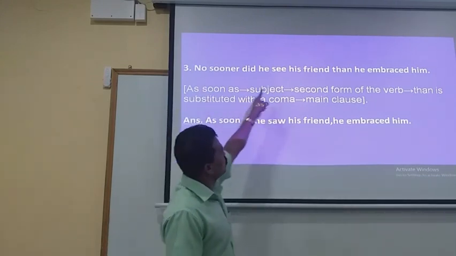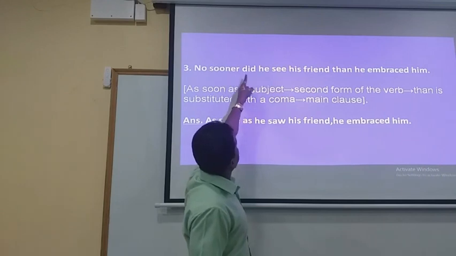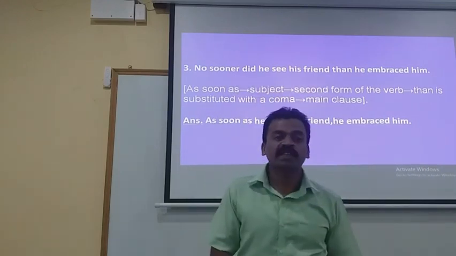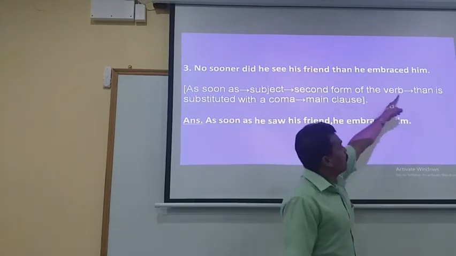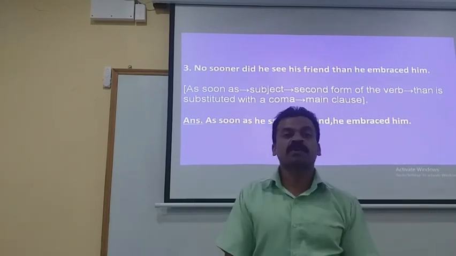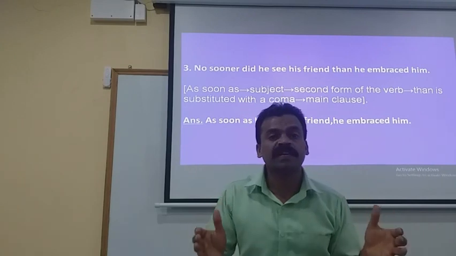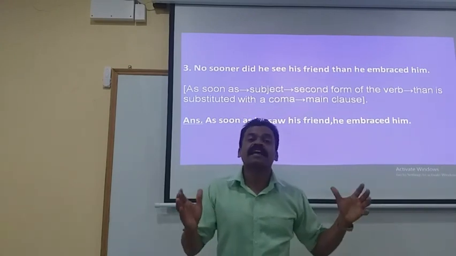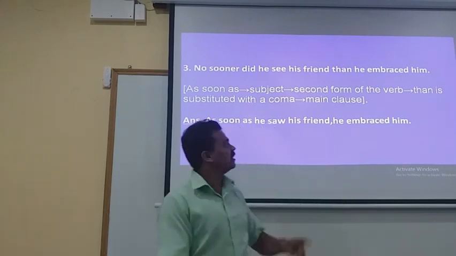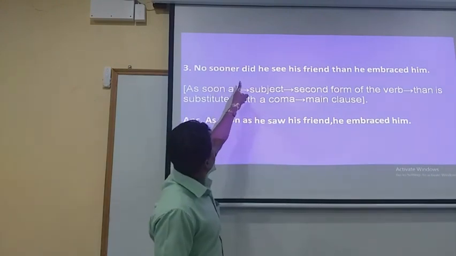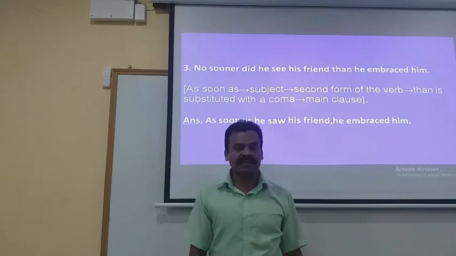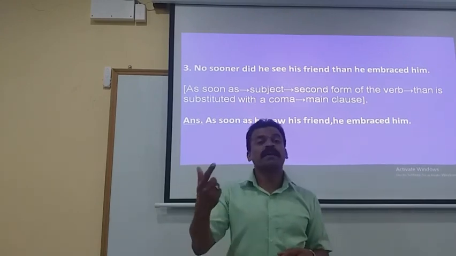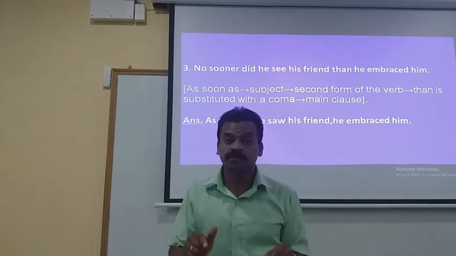Observe here, "No sooner did he see his friend." That is a subordinate clause. "He embraced him." That is the main clause, because "he embraced him" brings out the complete meaning in itself. The clause can stand independently, whereas this clause, "no sooner did he see his friend," does not stand independently at all. It has to depend on the main clause in order to bring out its meaning completely.